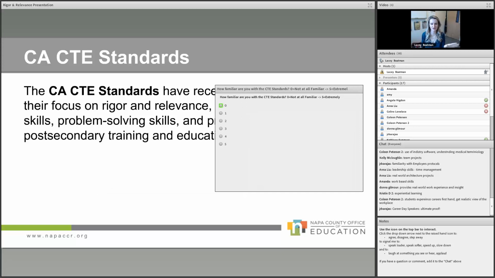0, not familiar at all. 5, you're extremely familiar with the standards. You know where to find them. You know what they cover. You know what they are. 0, you didn't know CTE had standards, and anywhere in between.